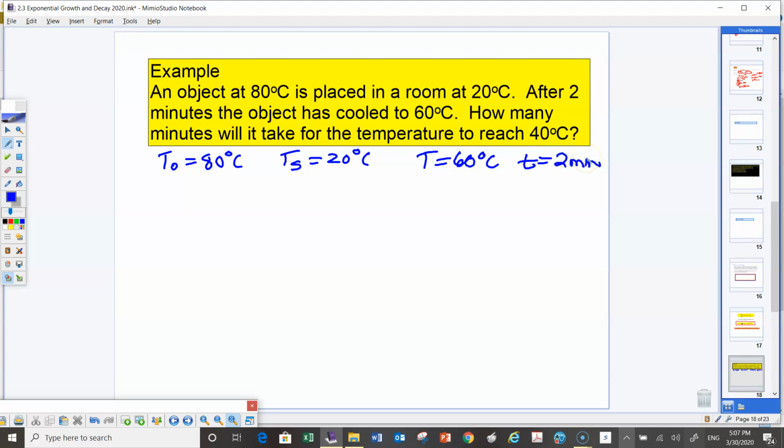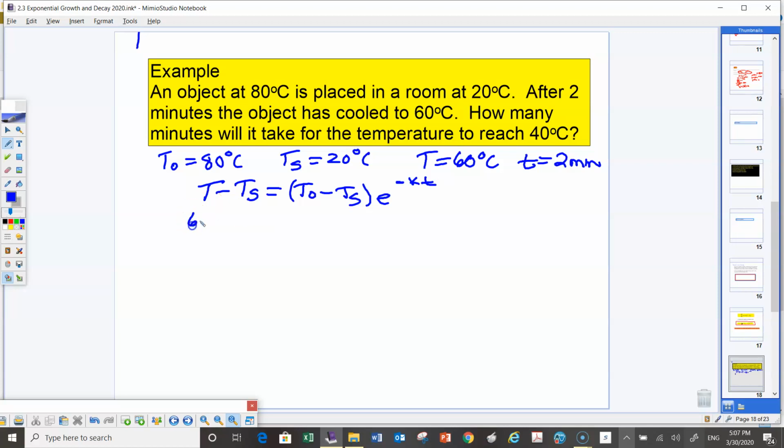So if we take a look at our equation, which once we corrected it, it said T minus T subscript S equals T subscript O minus T subscript S, e raised to, now some people will put the negative up top if it's cooling. It really doesn't matter because it'll all work out in the end, but we'll put it in there. So it's e to the negative kt because we know it's cooling. So let's plug in our information.